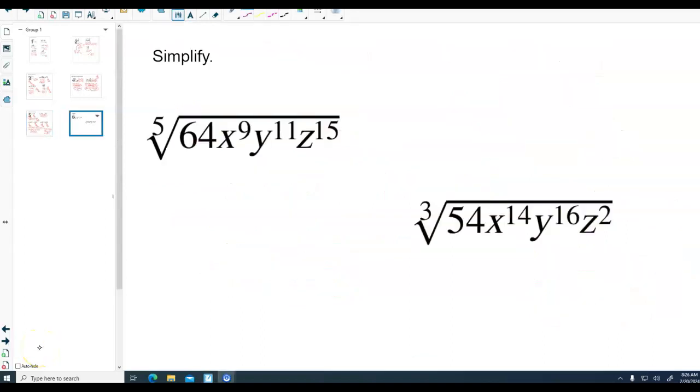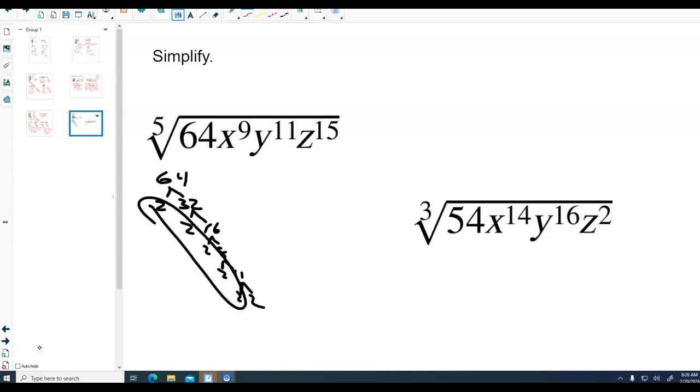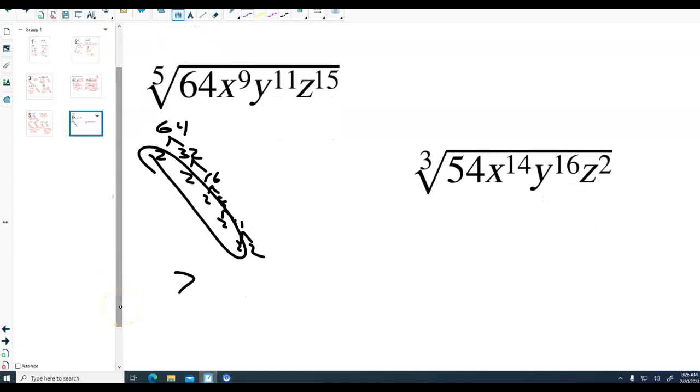All right, I think the hardest thing to do is deal with the numbers. So if I deal with 64 here, 2 and 32, 2 and 16, 2 and 8, 2 and 4, 2 and 2. 5 2's. So this 2 goes on the outside in the 5th root, and we have this 1 extra 2 on the inside.